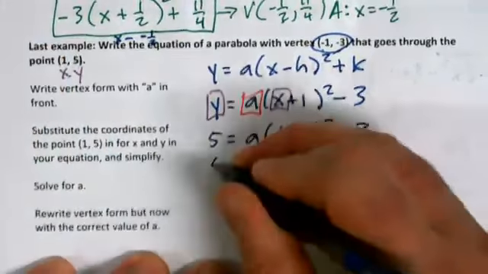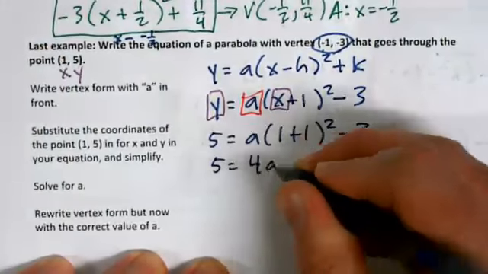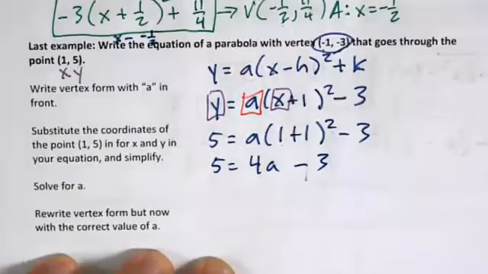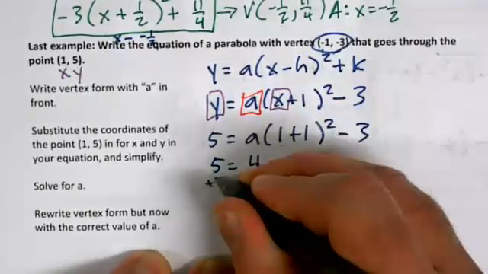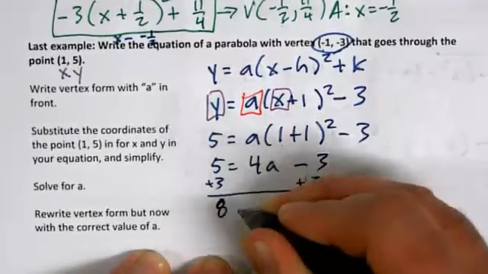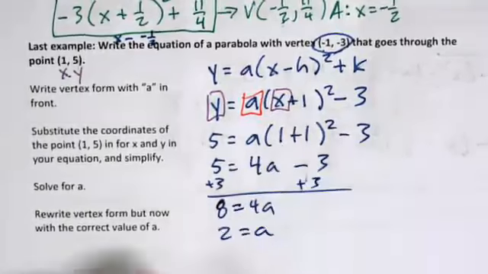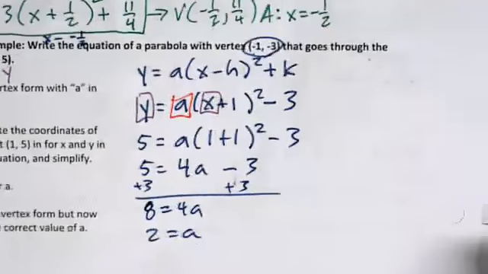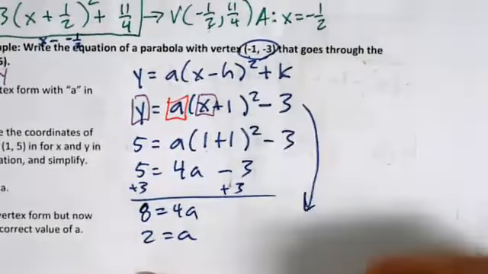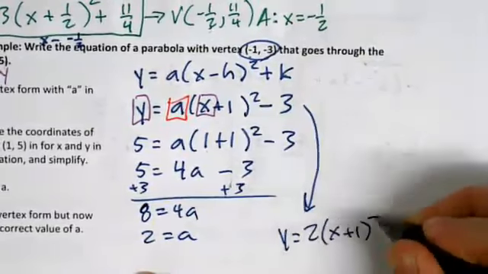This becomes pretty easy. 1 plus 1 is 2. 2 squared is 4. Couple steps of algebra. Plus 3 on both sides. I don't know why I'm showing my math like this is algebra 1 class. We can skip that. I think a is 2. And now we know everything we need to write our final equation. Y equals 2 times x plus 1 quantity squared minus 3.